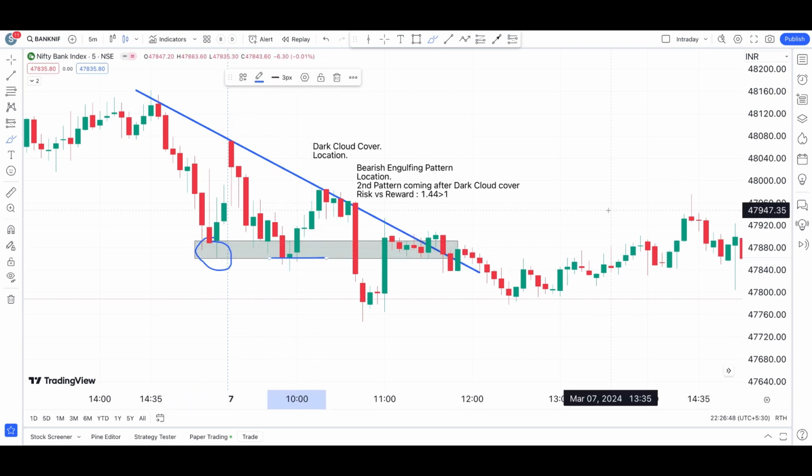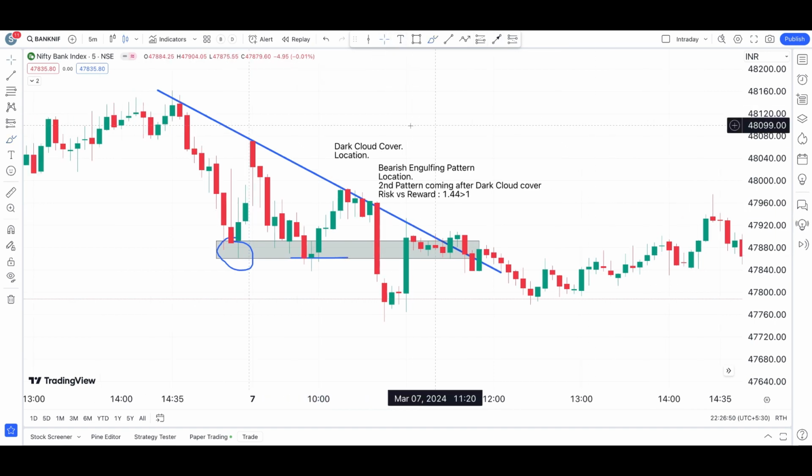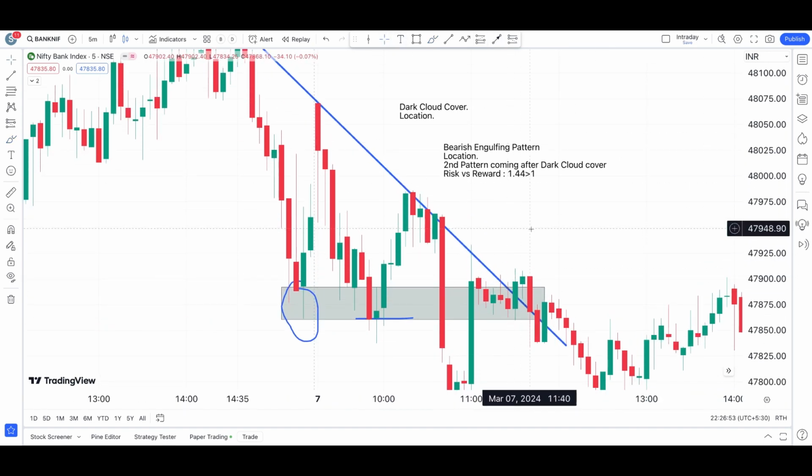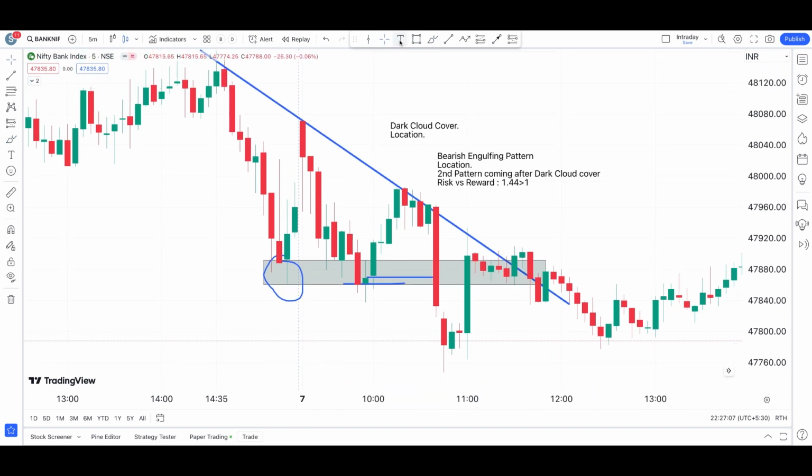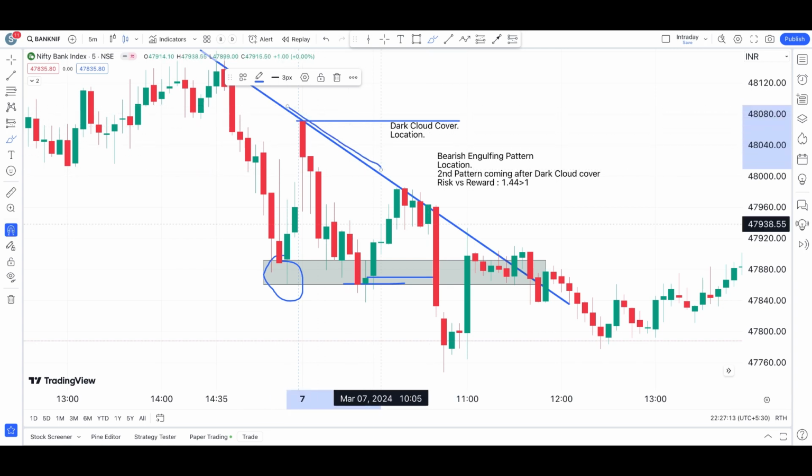But eventually, when you are at the lowermost boundary of this support region, at least there you should have taken a call, which is good. There's nothing wrong about this, but where should the target be this time? It cannot be all the way till there, because you have this trend line which is sloping towards the downside. So now your target should be that.